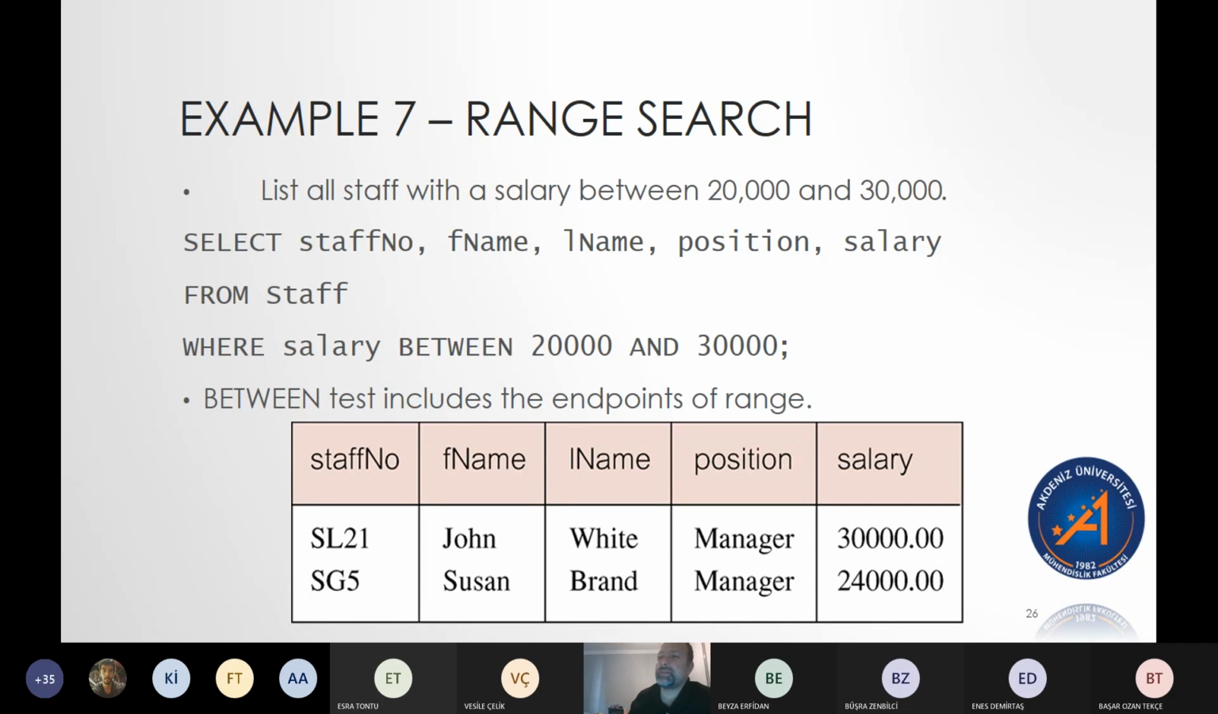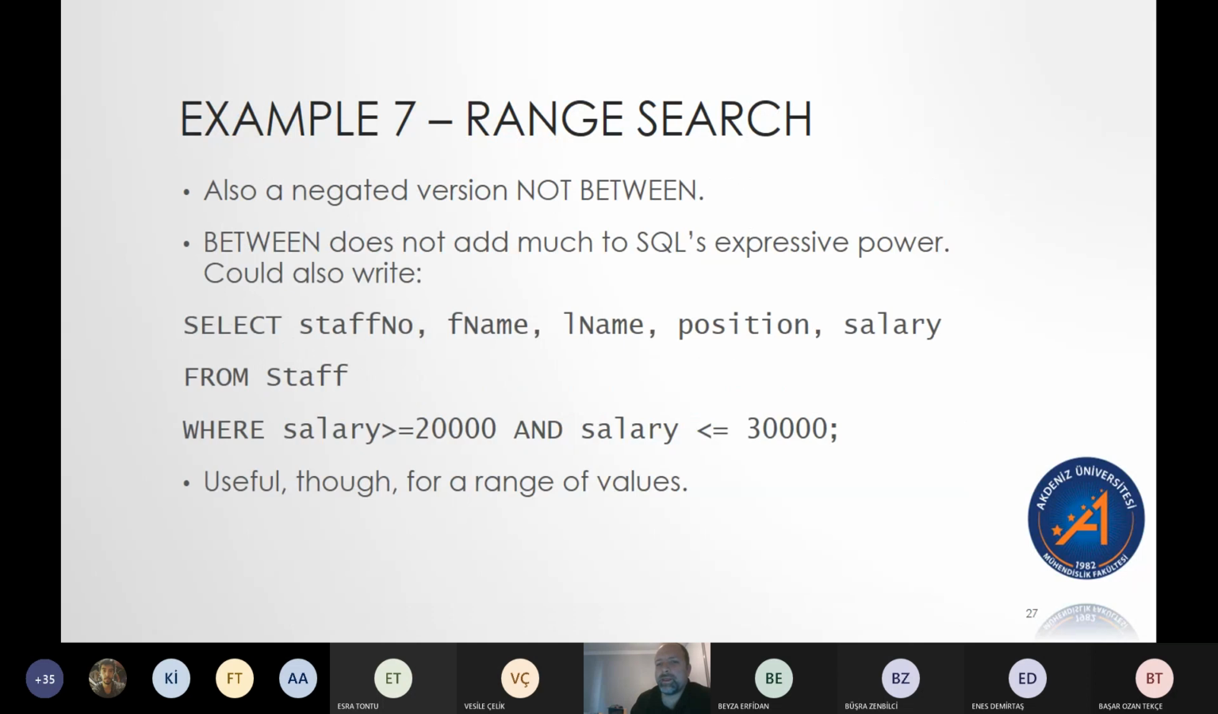But the point of this slide specifically is to help you understand that we can use the between reserved word along with the and reserved word to get a range of values. We could have also written this query with salary greater than or equal to 20,000 and salary less than or equal to 30,000. That would have been fine. That works the same.